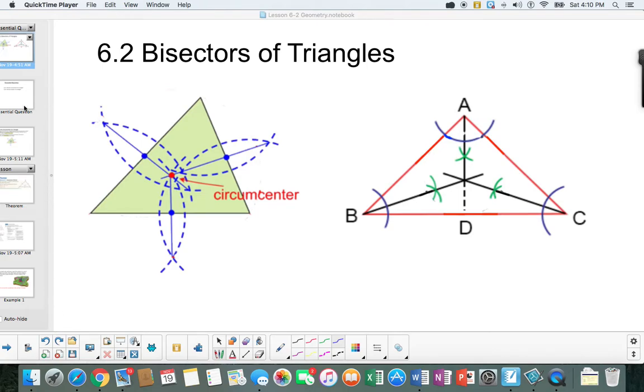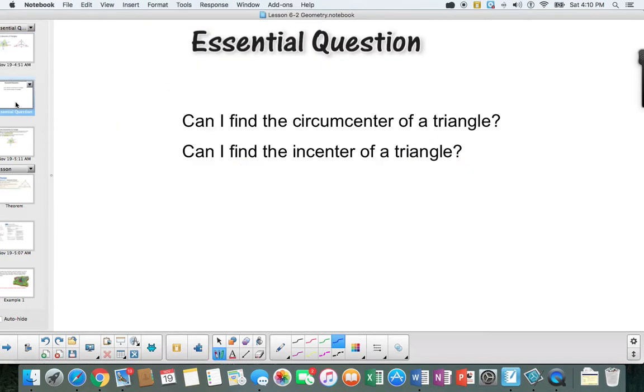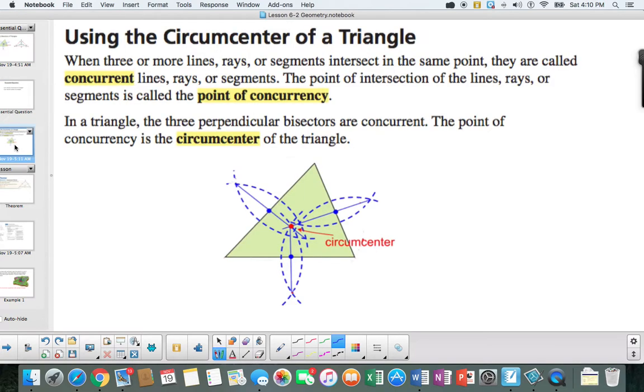6.2 Bisectors of triangles. Essential question: can I find the circumcenter of a triangle? Can I find the incenter of a triangle? Let's take a look at this word concurrent.